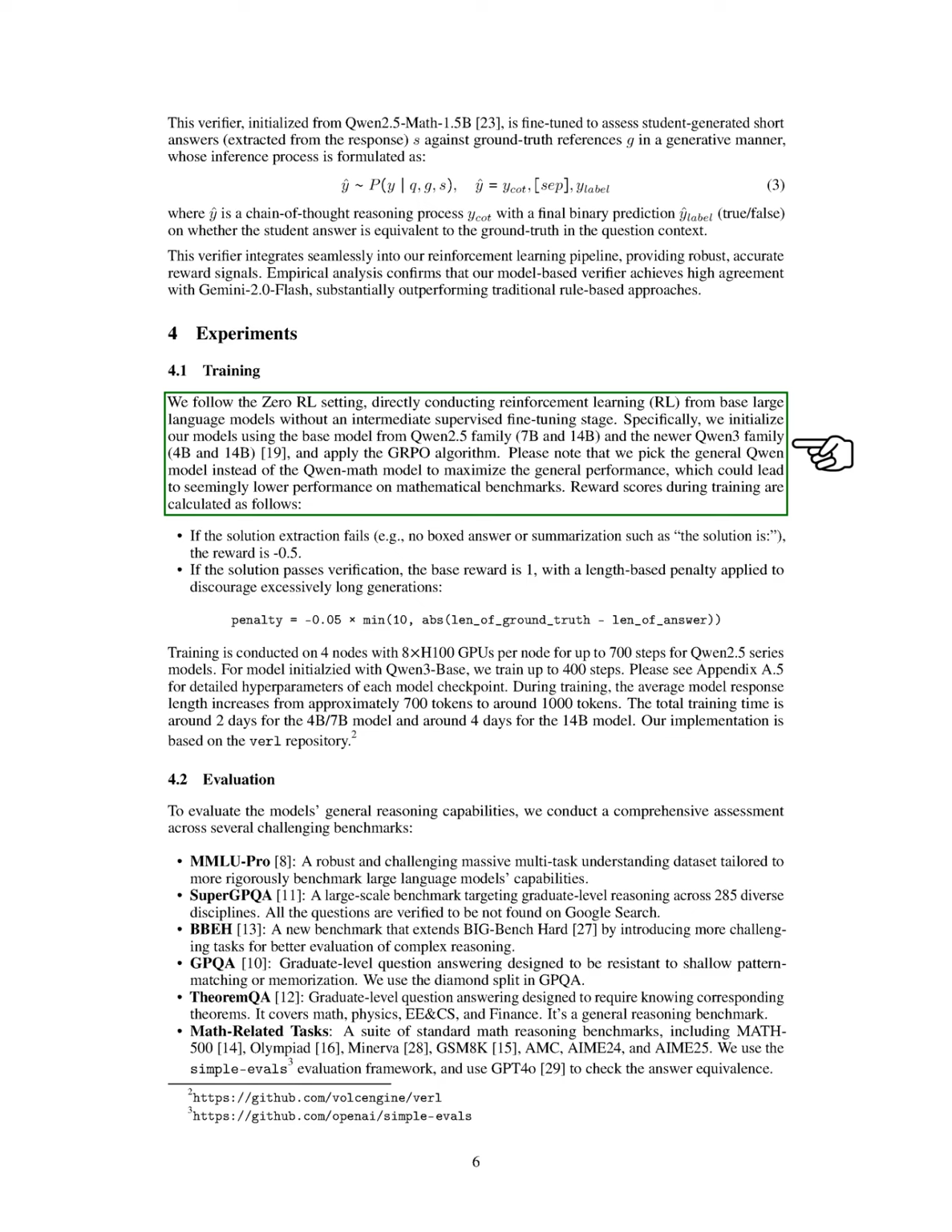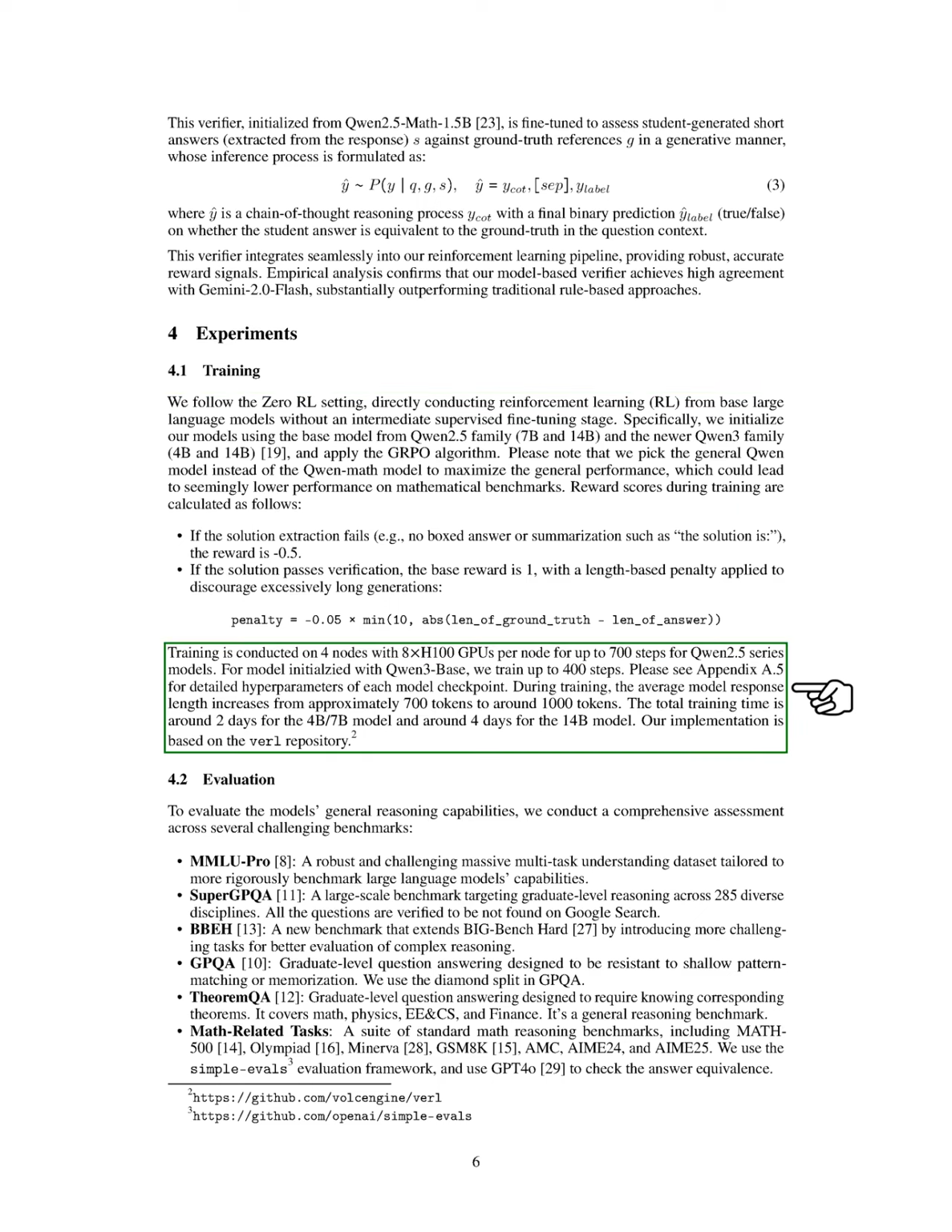We choose the general Qwen model to enhance overall performance, even if it may lead to lower scores on mathematical benchmarks. During training, we assign reward scores based on solution extraction success, applying penalties for excessively long answers. Our training occurs on multiple nodes with GPUs, with the average response length increasing from about 700 to 1,000 tokens over approximately 2 to 4 days.